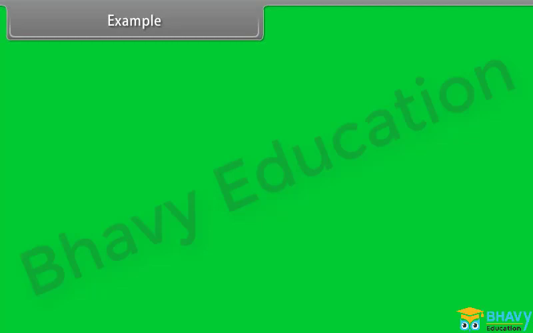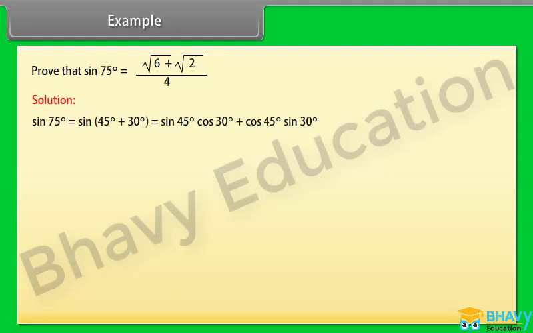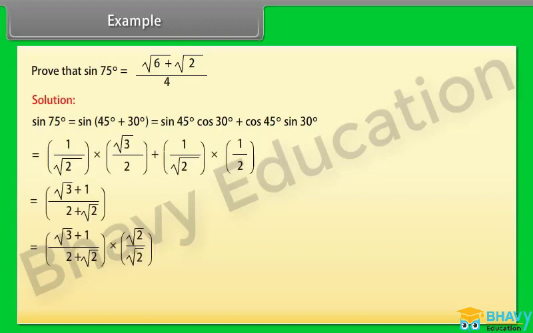Example. Prove that sine of 75 degrees is equal to (root 6 plus root 2) by 4. Solution. Sine of 75 degrees is equal to sine of (45 degrees plus 30 degrees), that is, sin 45 degrees into cos 30 degrees plus cos 45 degrees into sin 30 degrees. By solving it, we get (root 6 plus root 2) by 4.